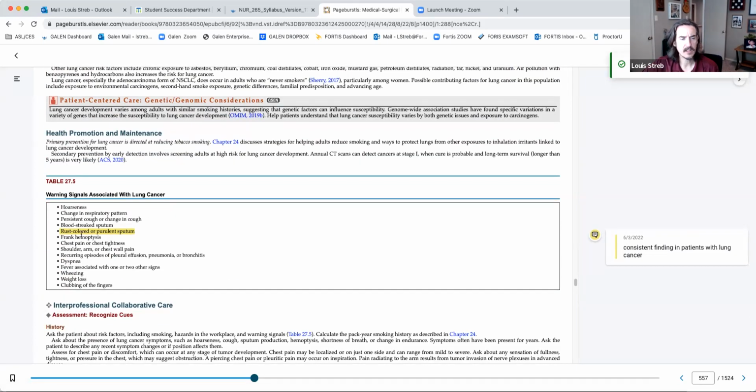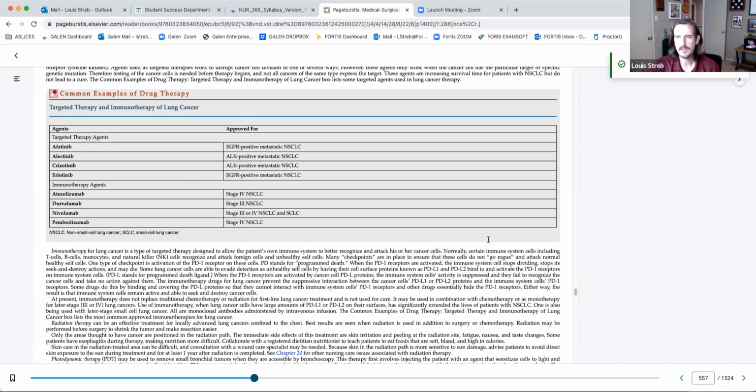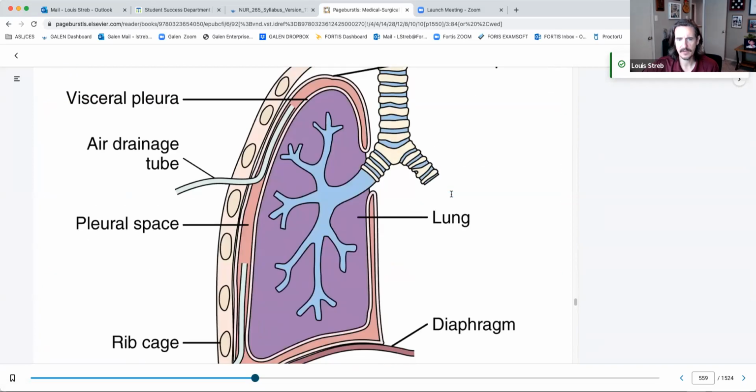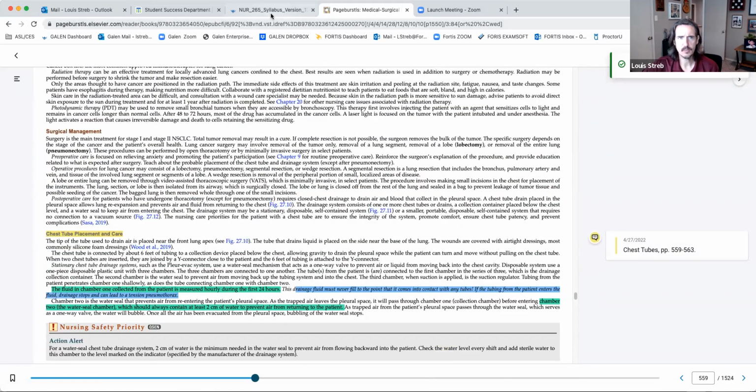I know that when I think of lung cancer, what always comes to mind is this rust-colored or purulent sputum. Consistent findings in patients with lung cancer. They will have a rust-colored, bloody type sputum that comes out. So I just want you to be aware of that as it's super important. And we're going to move on. You already did chest tubes last time, so I'm not going to get into that. But yeah, that's where you're at.